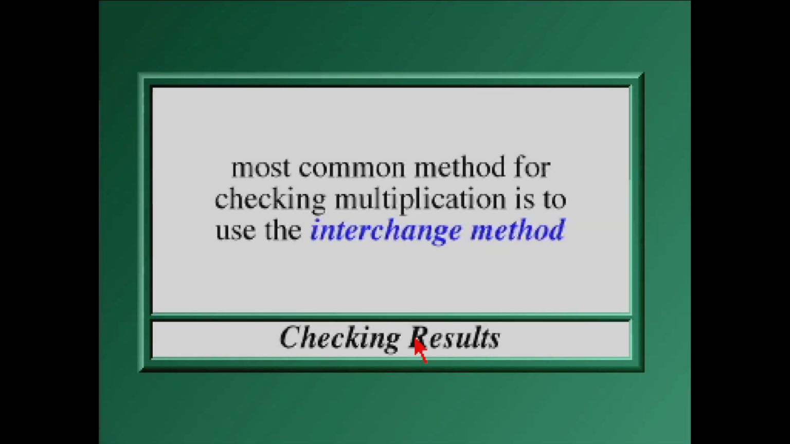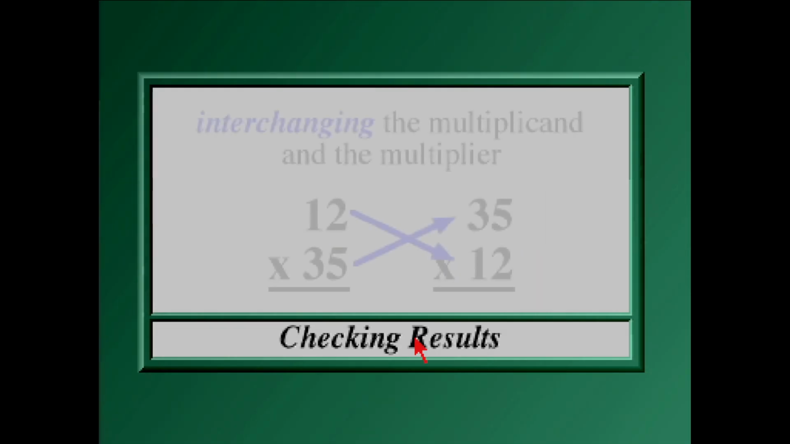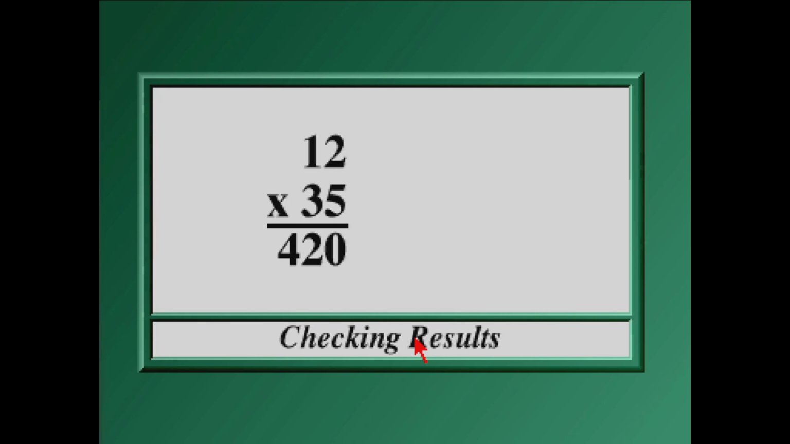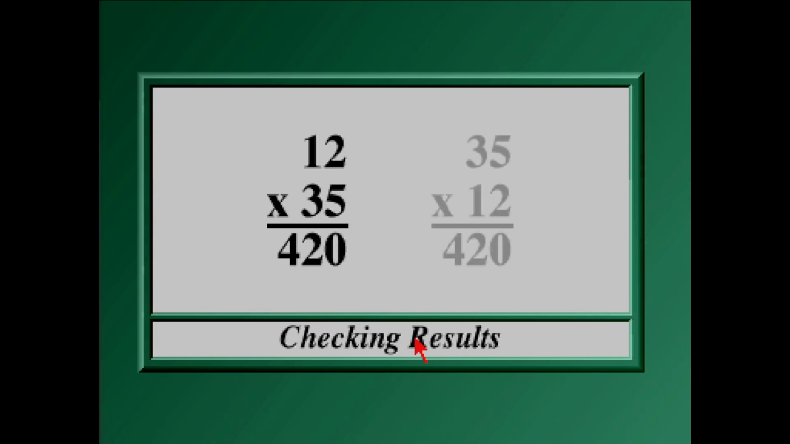The most common method for checking a multiplication problem for accuracy is to use the interchange method. This method is done by interchanging the multiplicand and the multiplier and then multiplying again. For example, 12 times 35 equals 420. 35 times 12 is also equal to 420, so the operation is correct.